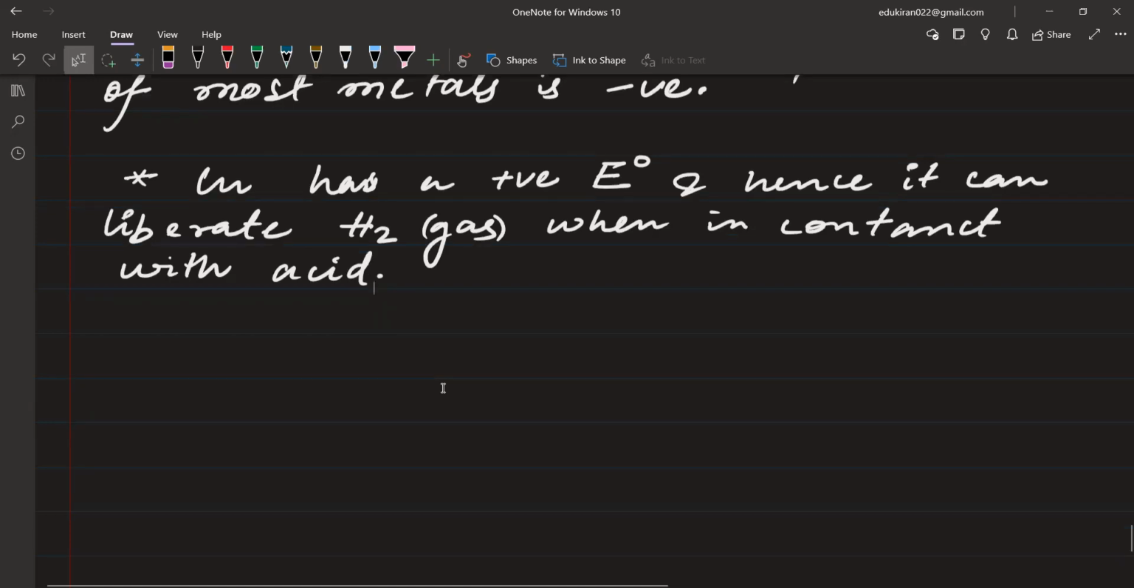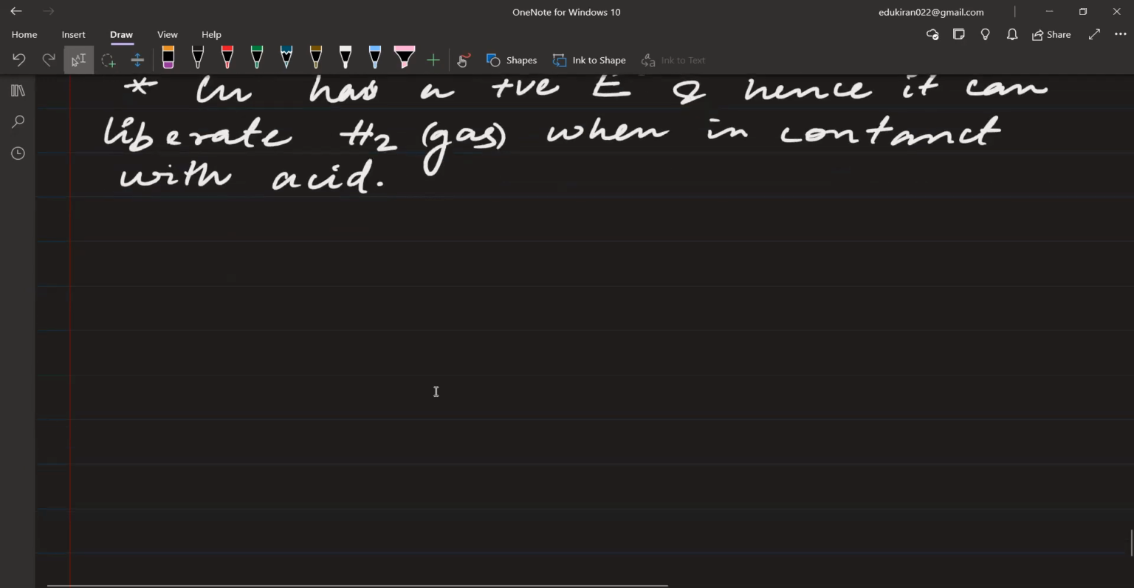But why do we have this type of thing? Why do we have this point? First of all, you have to understand the electrode potential. Whatever the electrode potential is, it is made up of three things. First of all, we have metal. Just a second.